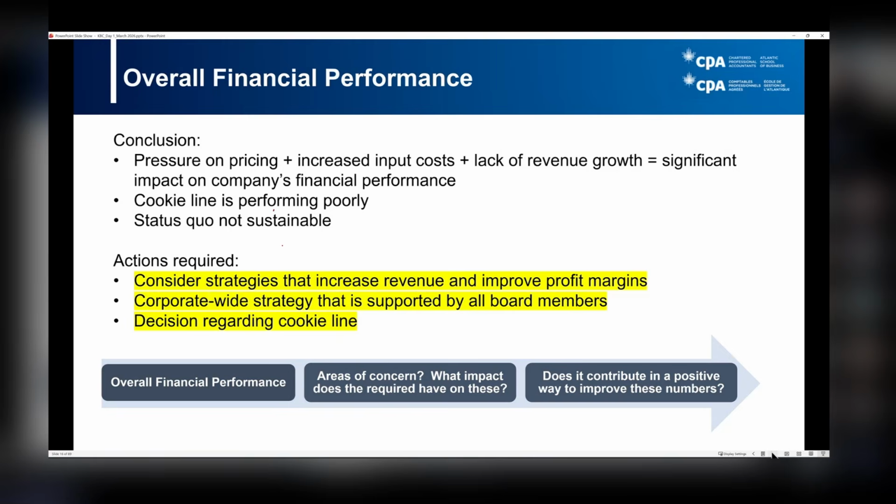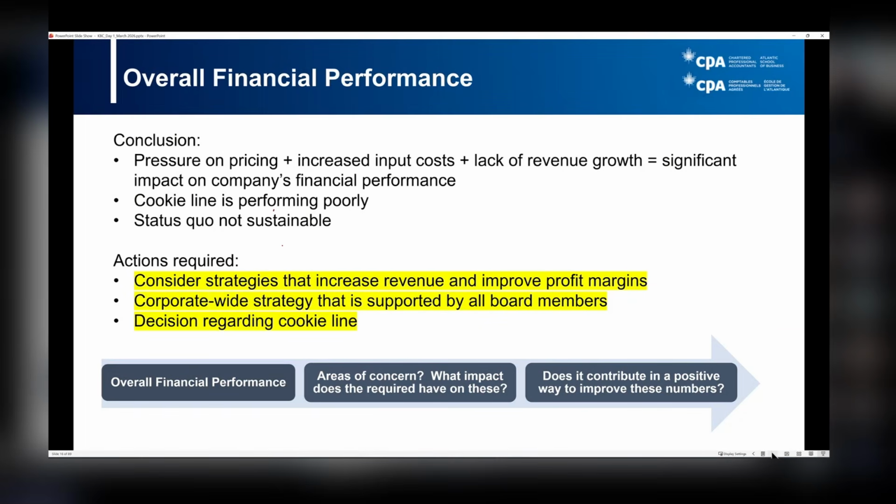So, where are the areas that they need to focus? What are some of the actions that they need to take? They need to consider strategies that are going to increase revenue and improve profit margins. Having a corporate wide strategy that's supported by all board members is critical, and they need to make a decision regarding the cookie line.